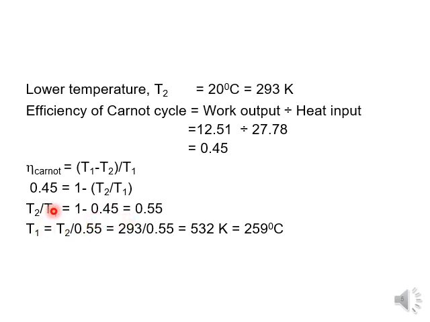So T1 is equal to, with cross multiplication, T1 comes to the LHS side and 0.55 comes to the other side. So T1 is equal to T2 divided by 0.55. We know the T2 value given in the data, 293 divided by 0.55. So 532 Kelvin. If you want the answer in degree centigrade, simply subtract 273. 532 minus 273 is 259 degrees centigrade. So we will get the maximum temperature as 259 degrees centigrade.